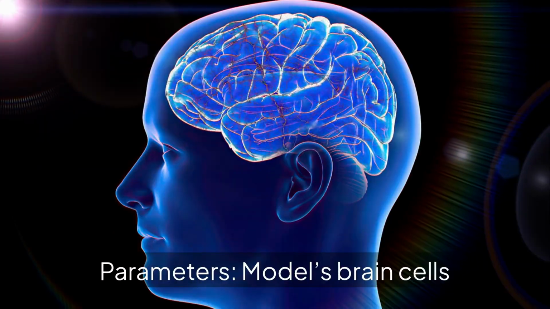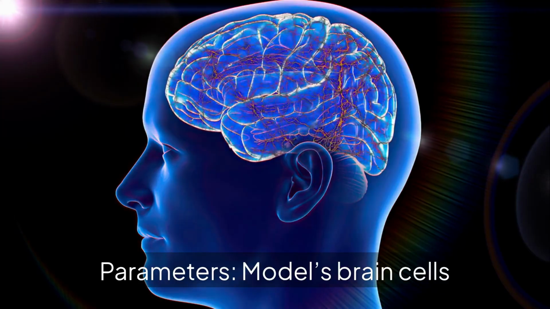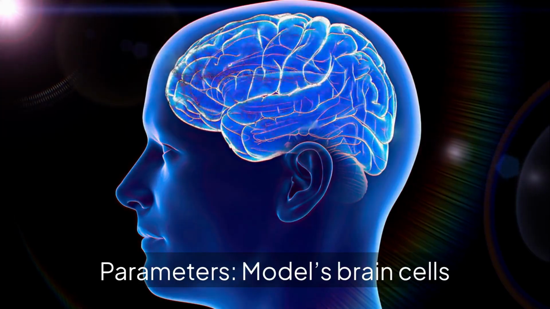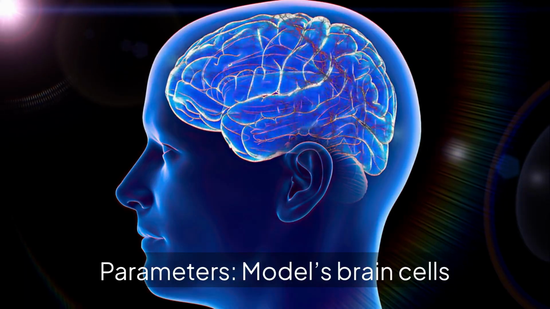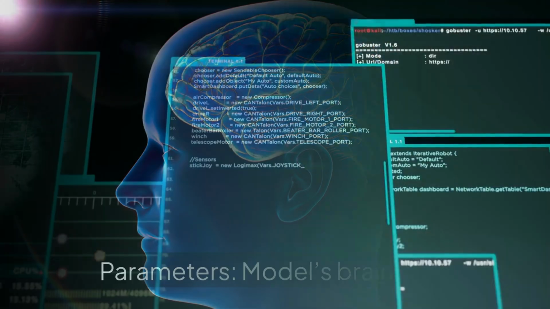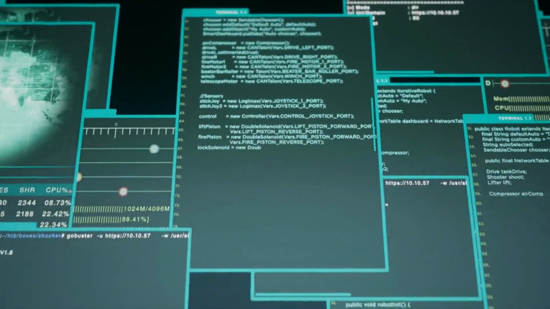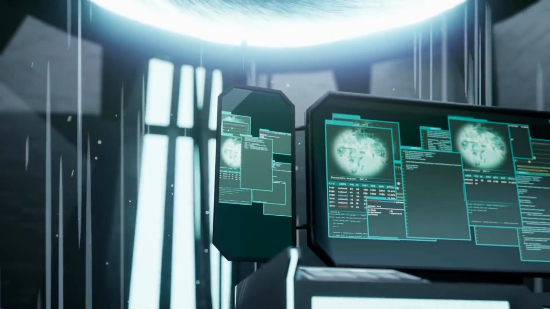The first concept to understand is parameters, which you can think of as the model's brain cells. Just as the human brain contains billions of neurons that adjust their strength as we learn, an LLM contains billions, or even trillions, of parameters. These parameters are basically tiny knobs that tune themselves during training so the model can recognize patterns in language.